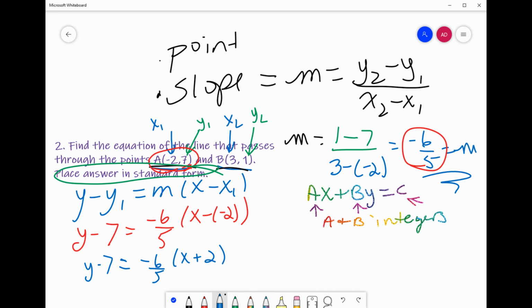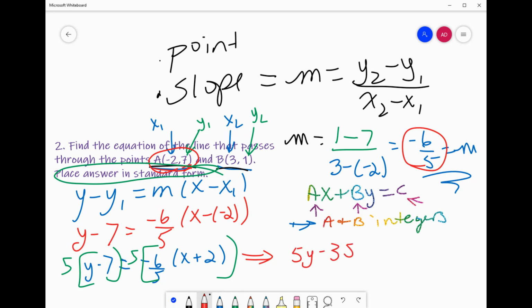All right, so here we go. In order to get this in standard form, the easiest way to do it, honestly, is multiply through by the least common denominator. The least common denominator in this case is 5. So in that case, I get 5y minus 35. Then I'm going to take this 5 and multiply it by negative 6/5. Well, when I do that, the 5's actually cancel, and it's the negative 6 that gets distributed.